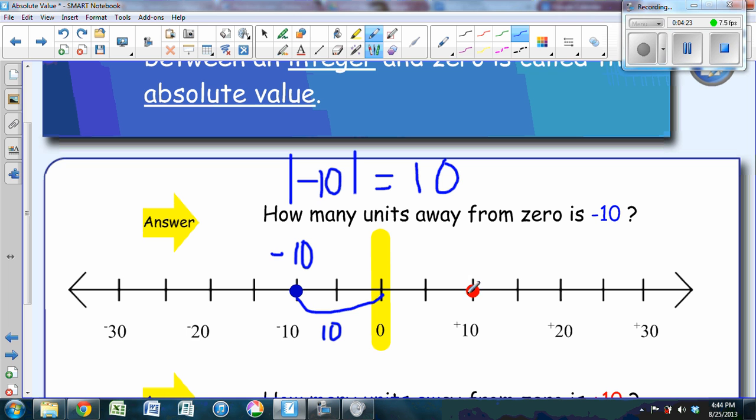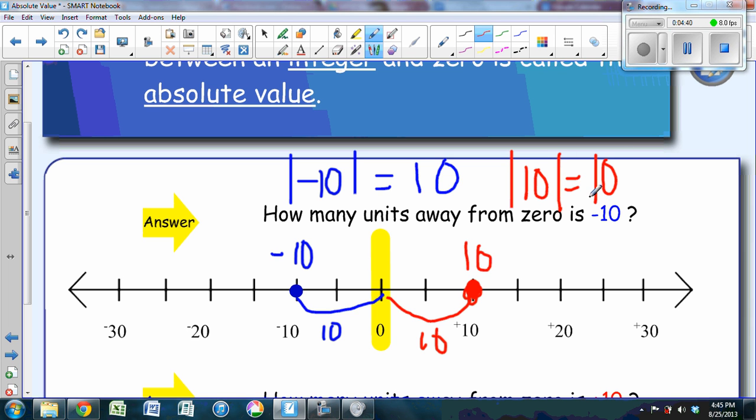Now if I wanted to look at the absolute value of positive 10, so here's positive 10, right? And how far is it from 0? Well, it's also 10 from 0. It's just 10 the other direction. So the absolute value of 10 is 10.